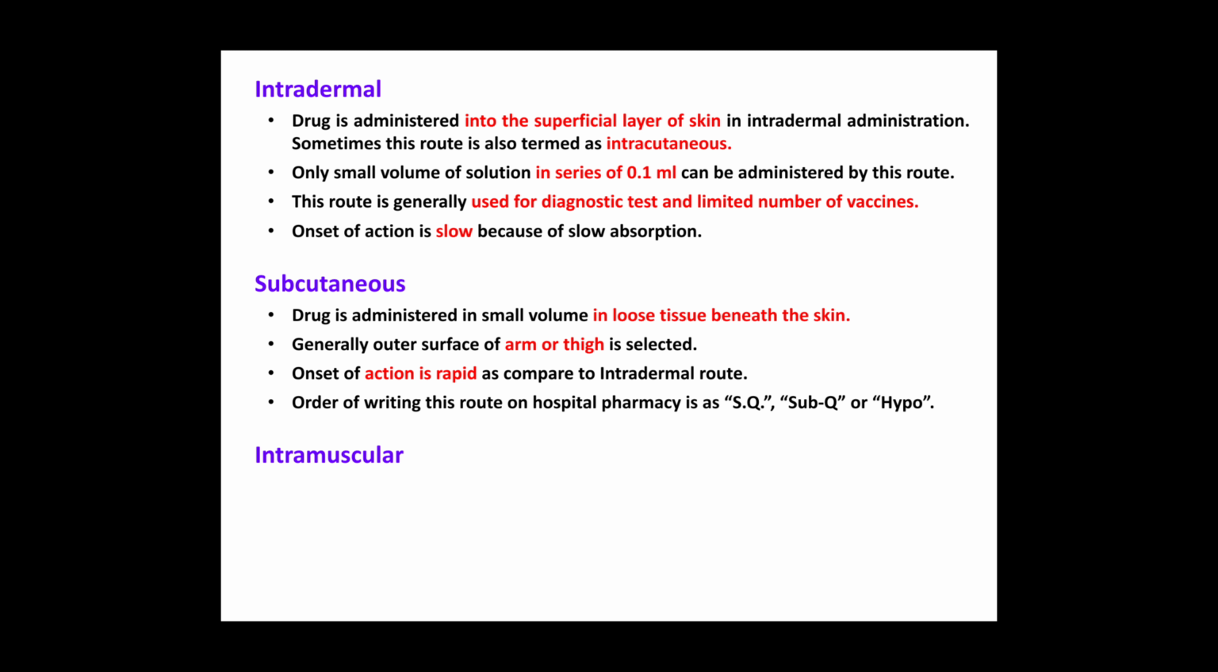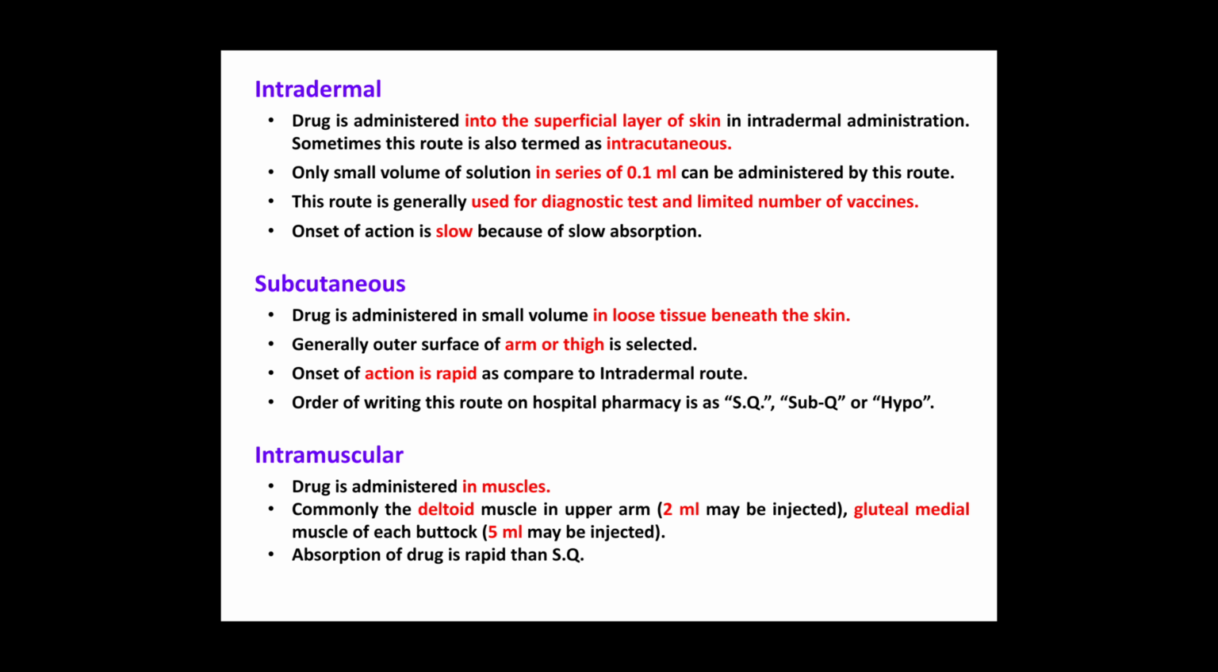The next route is intramuscular route. In intramuscular route, drug is administered in muscles. The commonly used muscles are deltoid of upper arm and gluteus medius muscle of buttock. In deltoid muscle, 2 ml of injection sample may be injected, and in gluteus medius muscle of each buttock, 5 ml sample may be injected. Absorption by intramuscular route is more rapid than subcutaneous route.